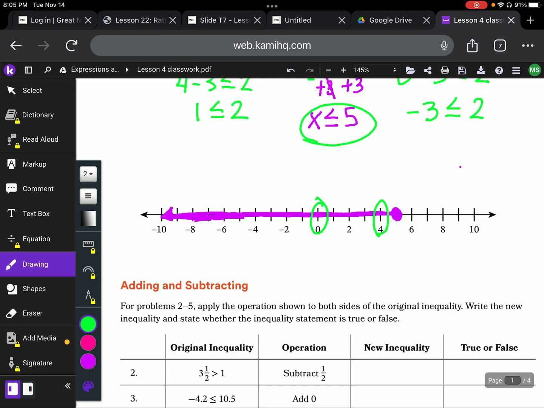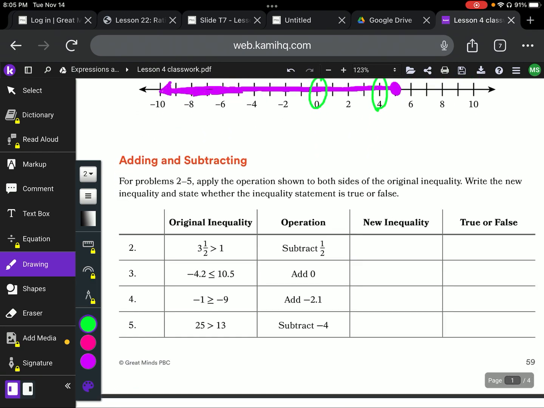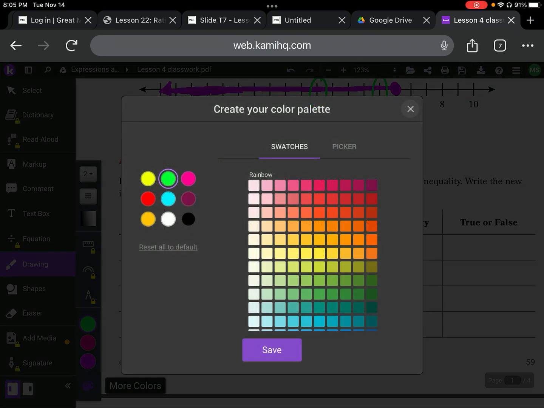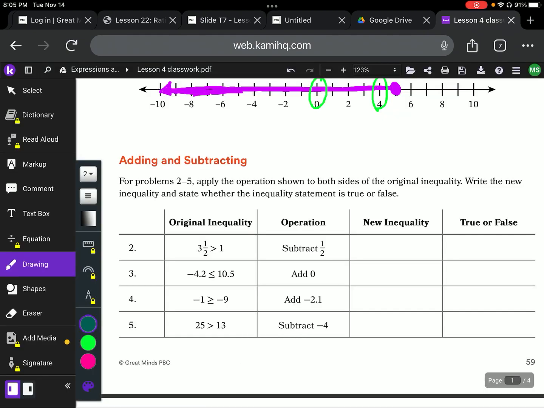When we have inequalities that involve adding and subtracting, they're going to follow this same pattern. So the bottom of workbook page 59 looks like this. Let me get a different color here. I'm not loving this color. Maybe I'll try this. See how that looks. All right. Problems 2 to 5 are asking us to apply this operation to both sides of the original inequality, write the new inequality, and state whether or not the statement is true or false.